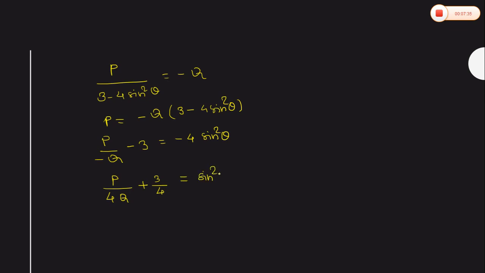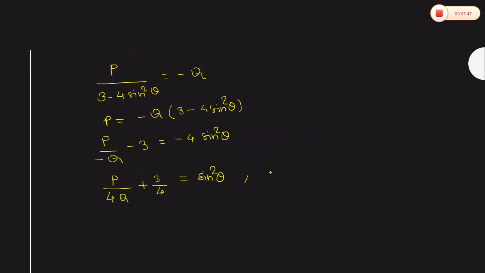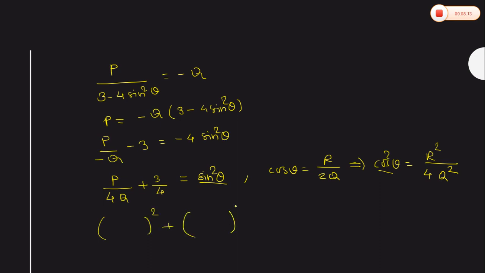Now dividing by minus 4, I'll get P upon 4Q plus 3 upon 4 is equal to sine square theta. And in the previous slide we have taken this value, cos theta is equal to R upon 2Q. So now cos theta is equal to R upon 2Q, and this implies cos square theta is equal to R square upon 4 Q square. Now this is sine square theta, this is cos square theta. We know that sine square theta plus cos square theta is equal to 1. This is the fundamental identity of trigonometry.